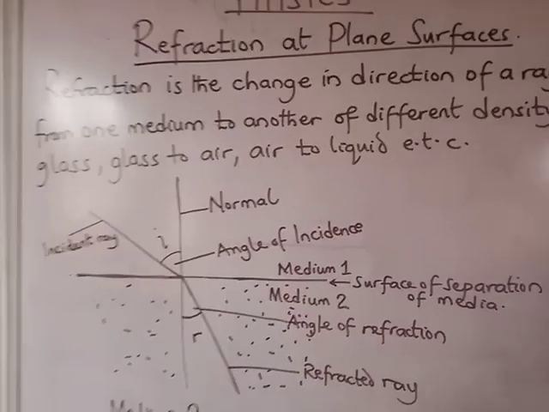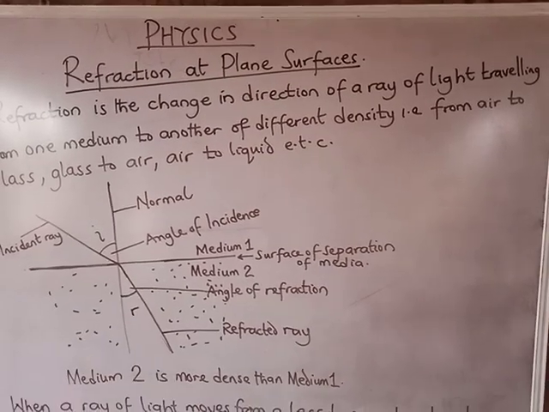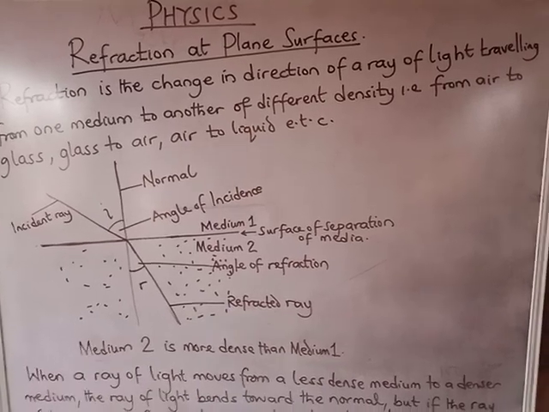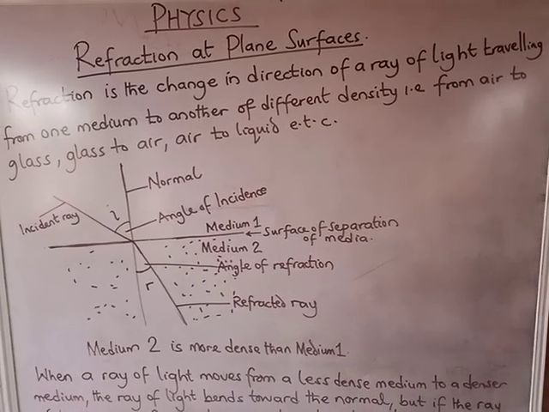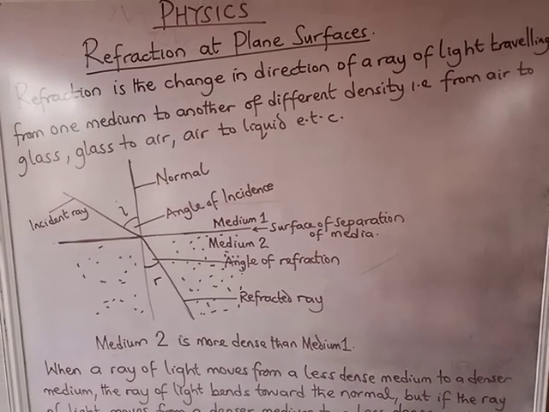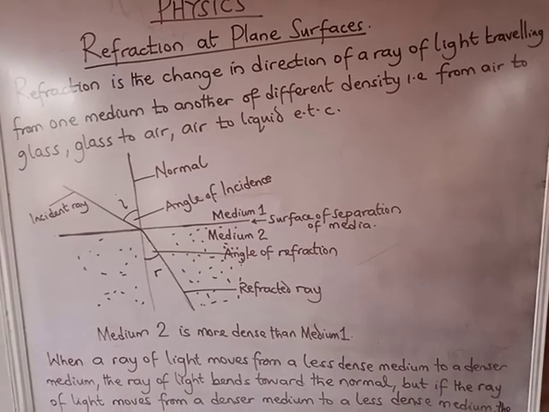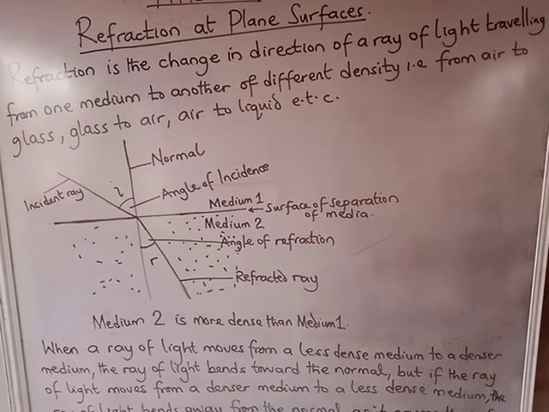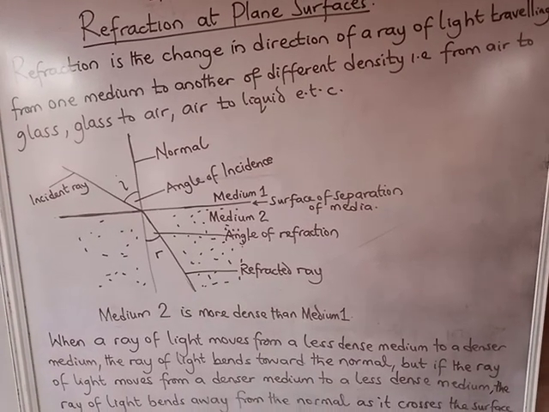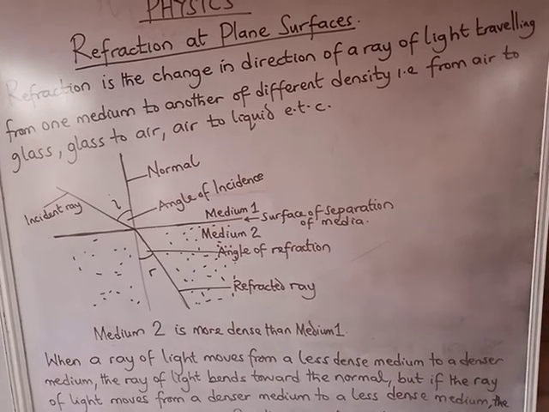Refraction is the change in direction of a ray of light when a ray of light travels from one medium to another of different densities. For instance, from air to glass, glass is denser than air. So when you move from air to glass, or glass to air, from one medium to another, each of them has a different density. That's refraction. The bending, the change of direction of a ray of light as it travels from one medium to another of different density, that's refraction.